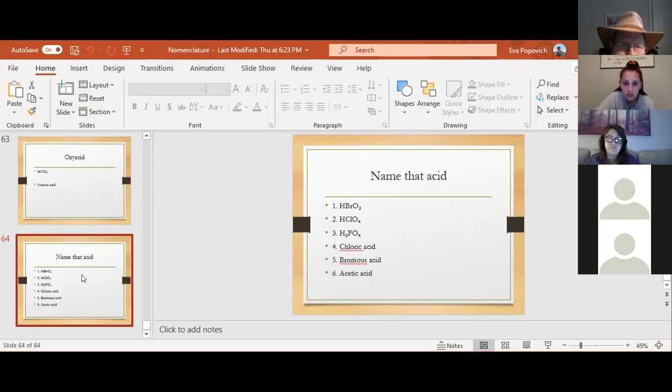HClO4. ClO4 is perchlorate. So how do you call HClO4? Perchloric acid. Simple as that. So if I have chloric acid, what is the anion that's associated with it? I ate it, it was icky. So if it was an ATE, it went to an IC, going backwards. If you have an IC, what does the polyatomic end in?